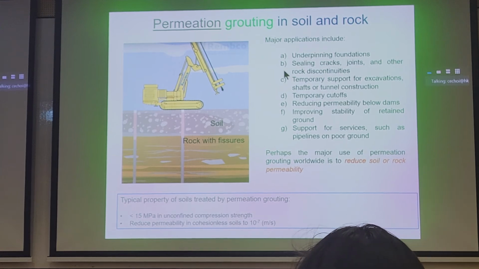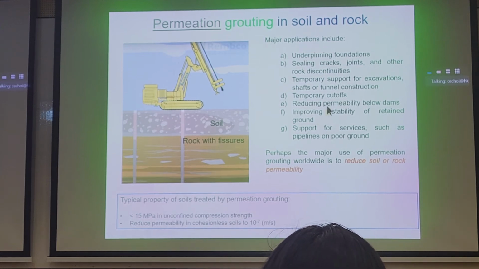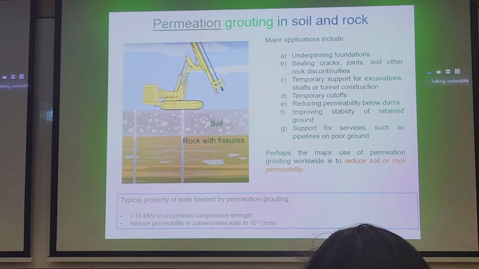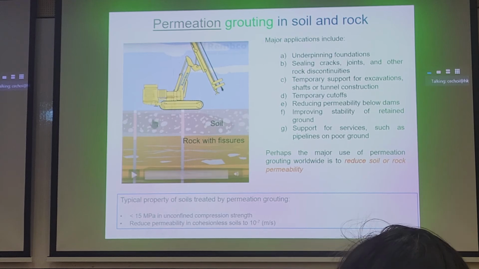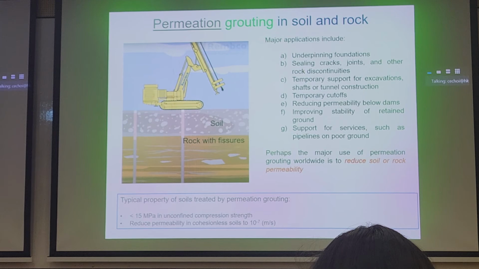If you can form a nice composite beam like this, you can also use it for excavation, tunnel shielding as well. Permeation grouting in sand and coarse grained soils is also good for reducing permeability and minimizing hydraulic flow, or using it as a cutoff in essence. And with the cutoff, of course, you can reduce permeability below embankments and dams. And through this permeation example of the soil, I'm sure you understand how bearing capacity and stiffness of the ground can improve.